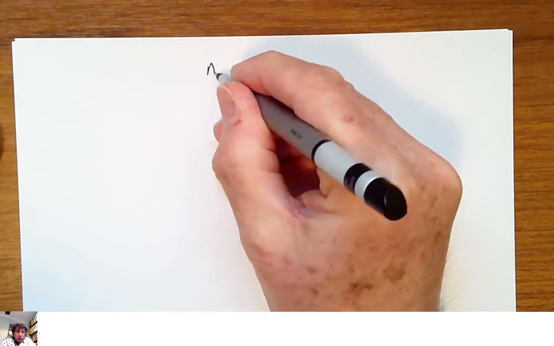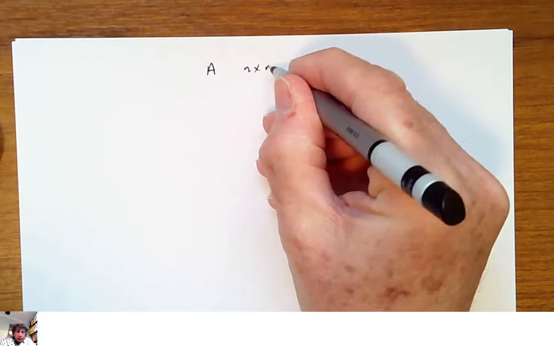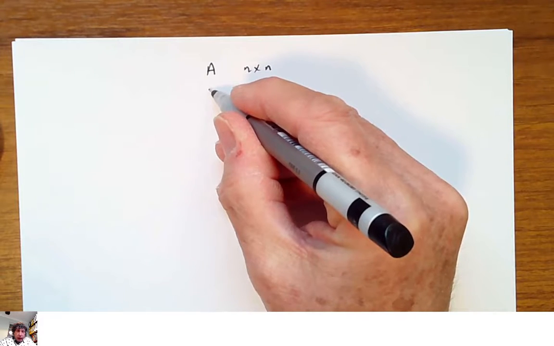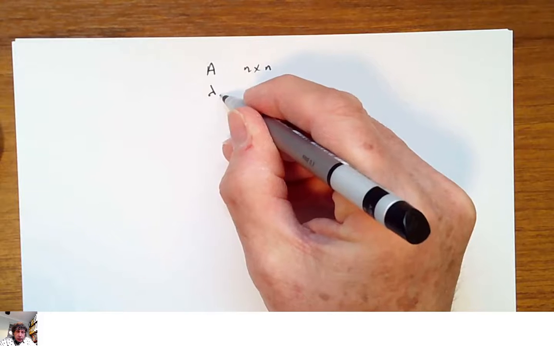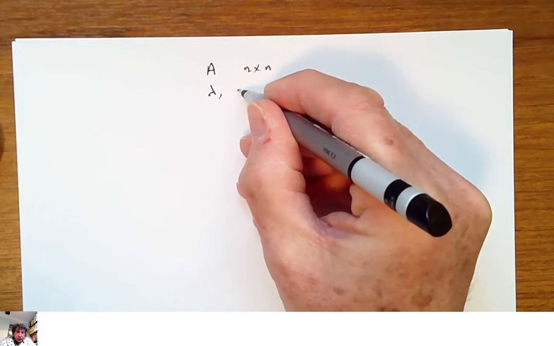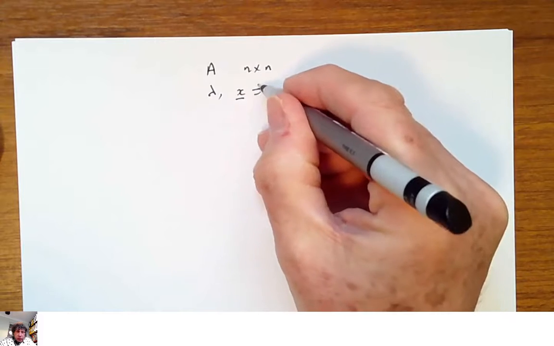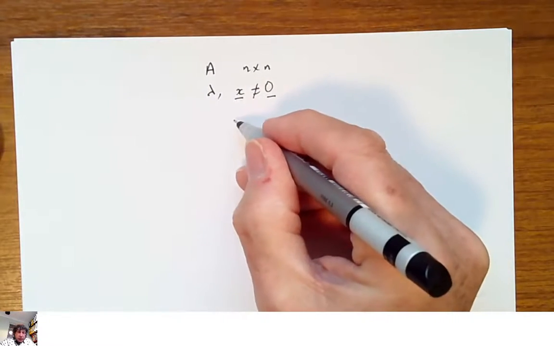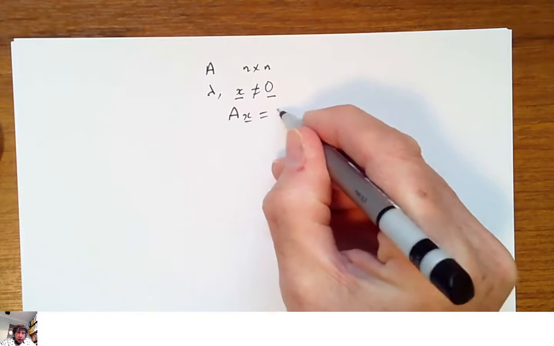If you have a square matrix A, say which is n by n, then the eigenvalues of A are called lambda and are scalars, with associated eigenvectors x, which have to be non-zero, and they satisfy the property that Ax is equal to lambda x.